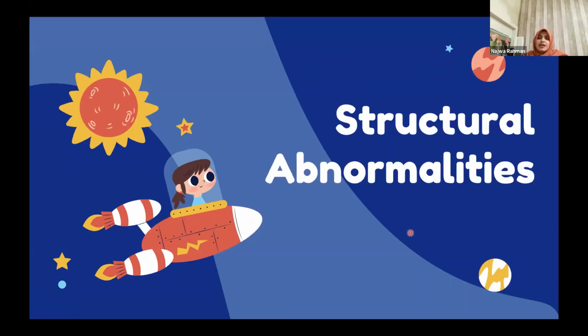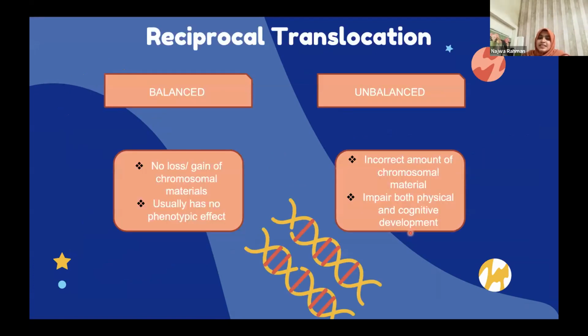Okay, moving on to the last part, which is structural abnormalities. For your information, there are many structural abnormalities. However, today I am going to talk about two, which are translocation as well as deletions. The first one is translocation. When there is an exchange of material between two different chromosomes, it's called reciprocal translocation, and it is further divided into two, which are balanced and unbalanced.